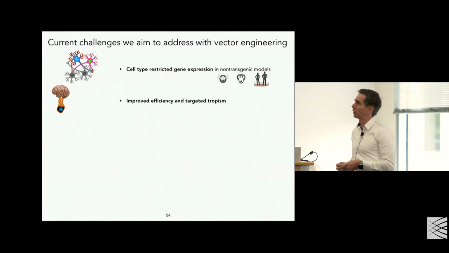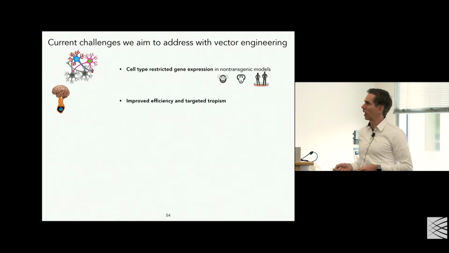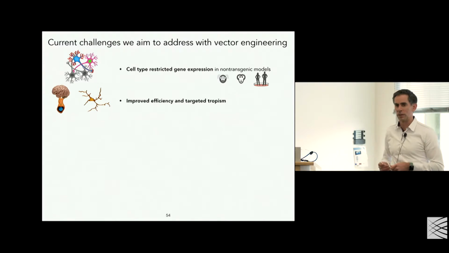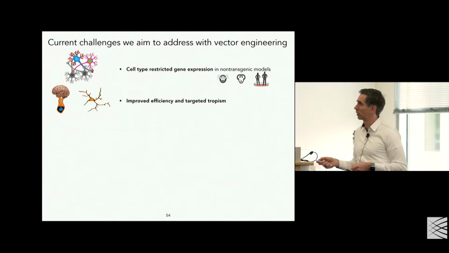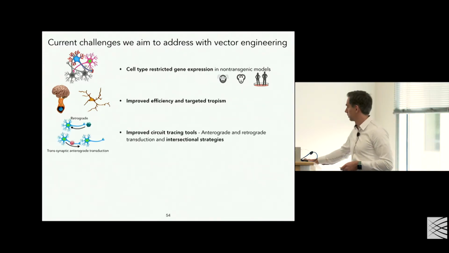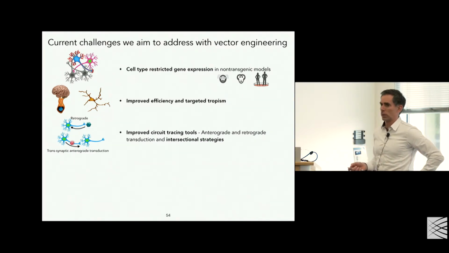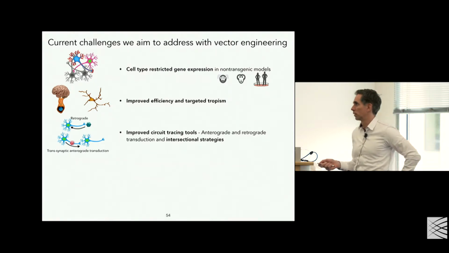I'm going to talk about how we are trying to engineer AAV capsids to cross the blood-brain barrier, as a way of both helping with hypothesis testing and potentially developing gene therapies for both neurodevelopmental disorders and neurodegenerative disorders. We're also interested in trying to target some currently very difficult populations of cells, such as microglia. And we want to be able to improve the tools for studies of circuits.